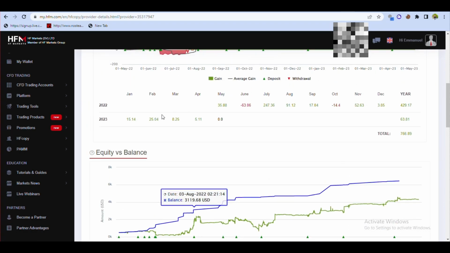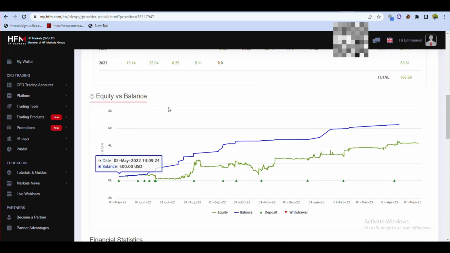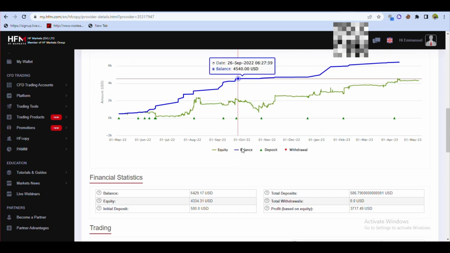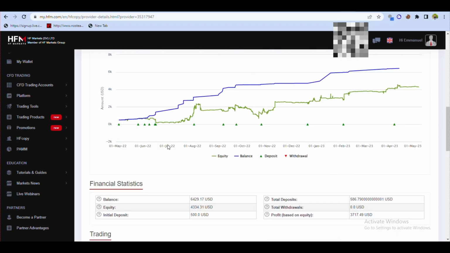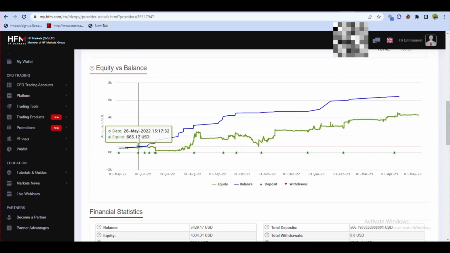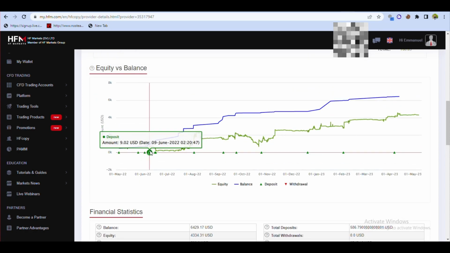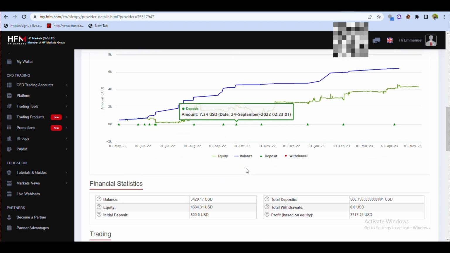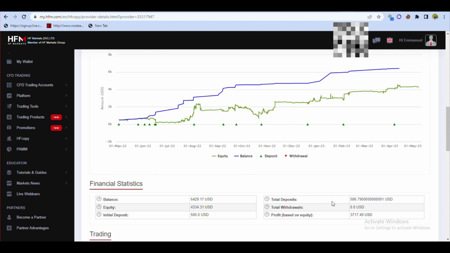HF Copy. You would see his equity versus the balance, and you can see he's been growing his equity and his balance. So this is a trader that over time is going to grow your money with a little drawdown. You can see his total deposits, his total withdrawals, and his profits based on equity. You can see his initial deposit and his equity.